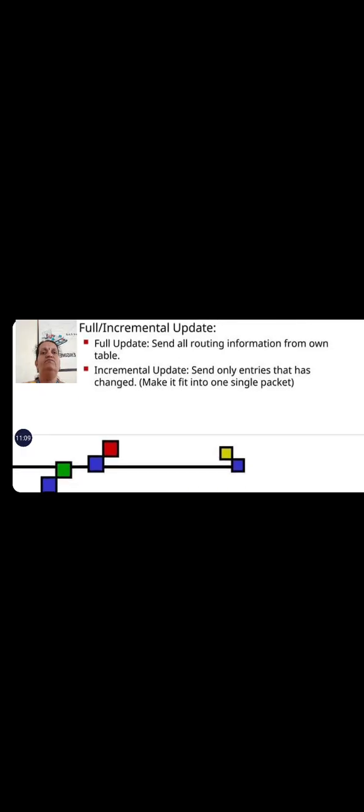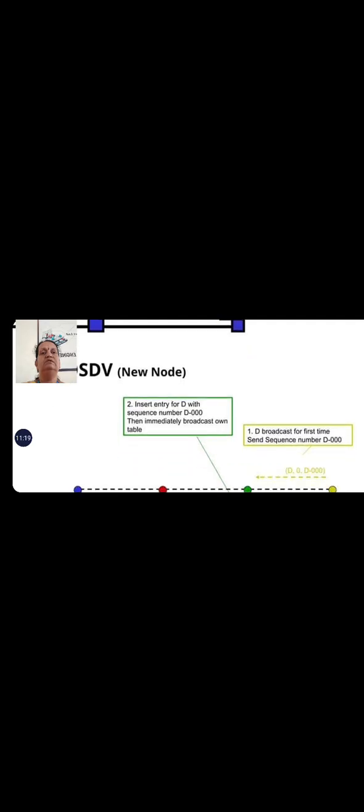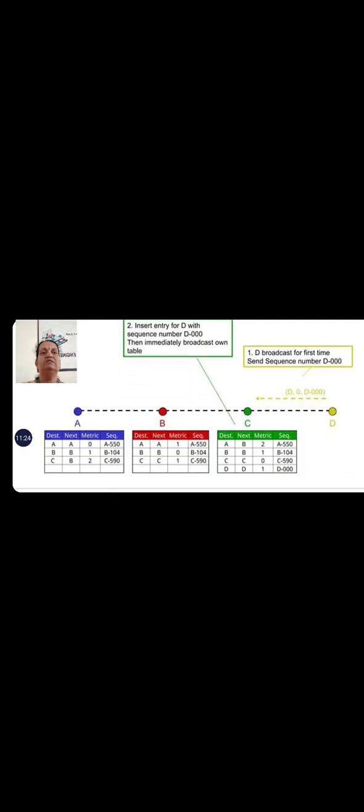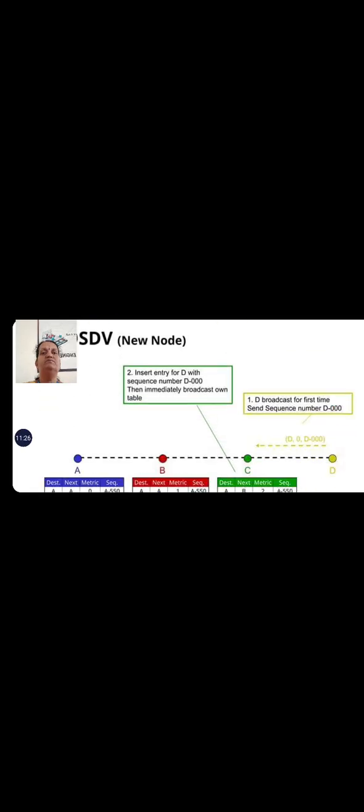Once there is information on new routes, broken links or metric changes, immediately it is propagated to the neighbors. And there are two types: full update and incremental update. A full update sends all the routing information from one table. An incremental update sends only the entries that are changed, rather than sending all the information, only whatever has changed. That is the incremental update.